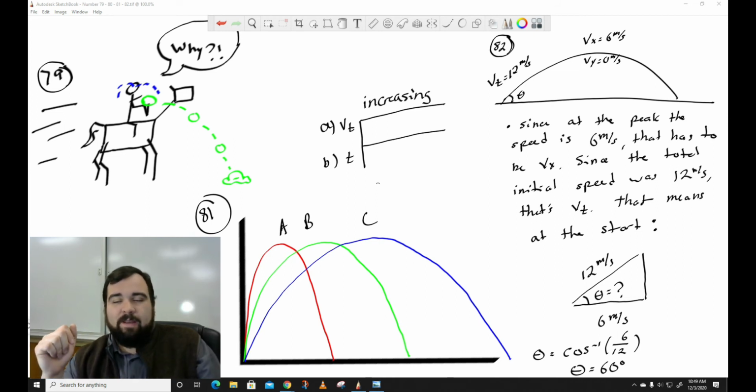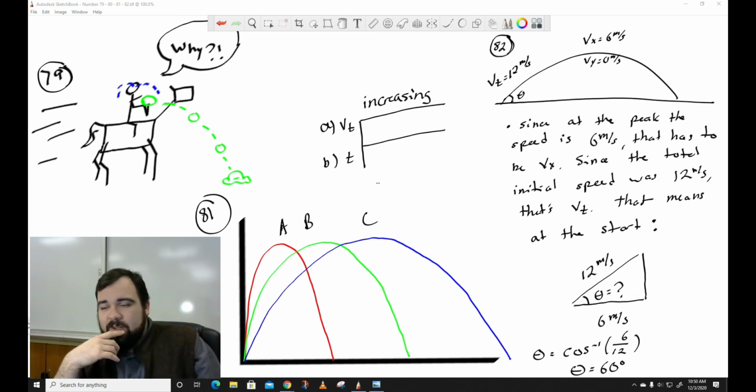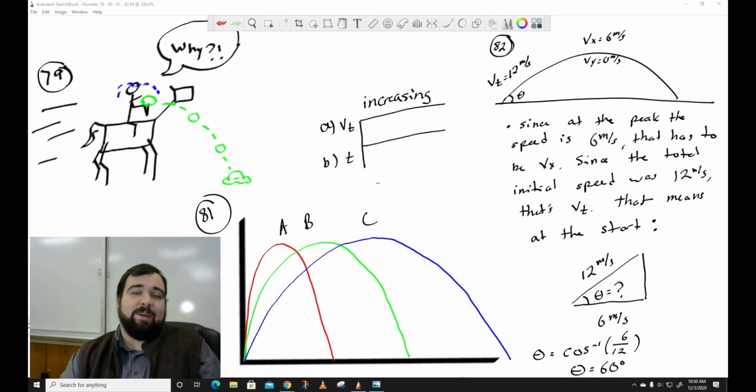All right. Now 81 is looking at 3 different trajectories and it's asking us to rank in an increasing fashion the initial speed or initial velocity at which they were launched and the time of flight. You'll notice with A, B, and C, they all go to the same height. They all go different distances, and they're obviously launched at different angles. So let's first look at the time, how much time they spend in the air.